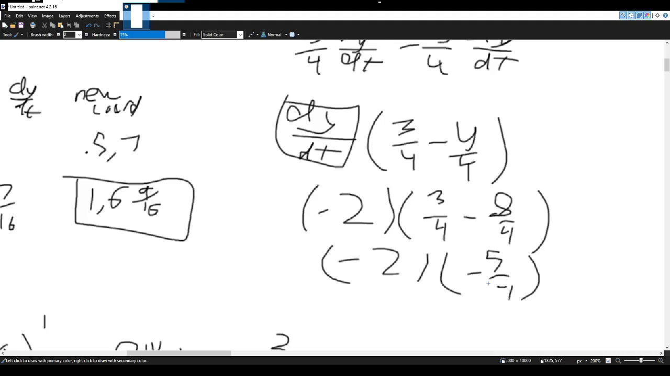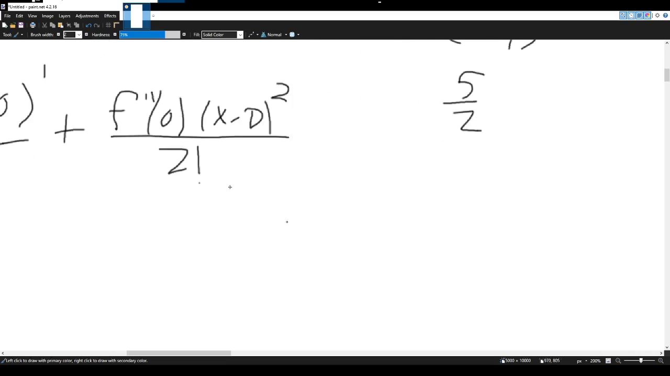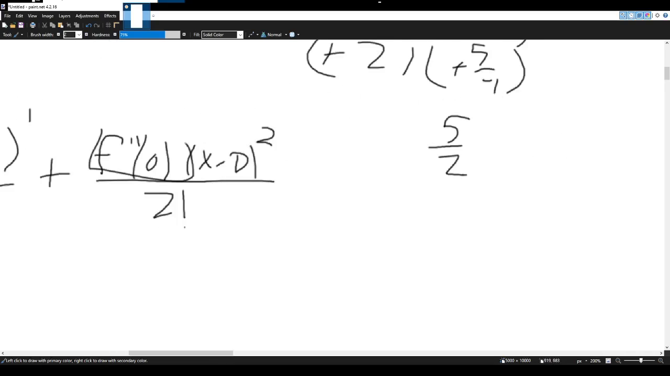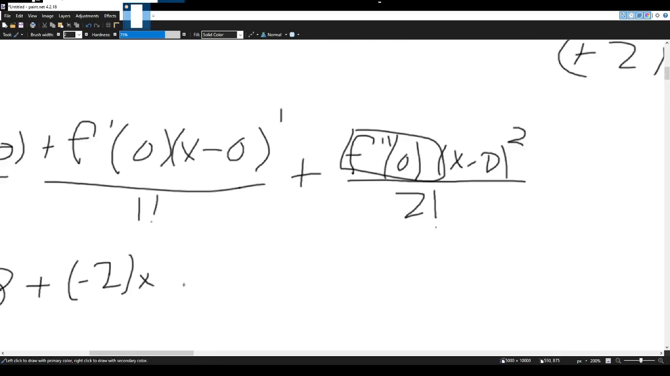The negatives are going to cancel out. And then the 2 and the 4, we're just going to make 5 over 2. So this f double prime of 0 is 5 over 2. And then we're going to divide that by 2. So this whole coefficient will be 5 over 4 x squared.